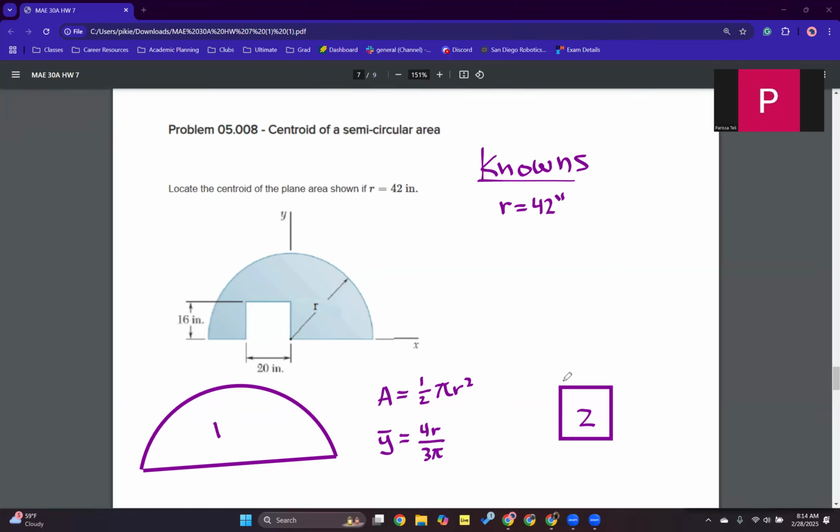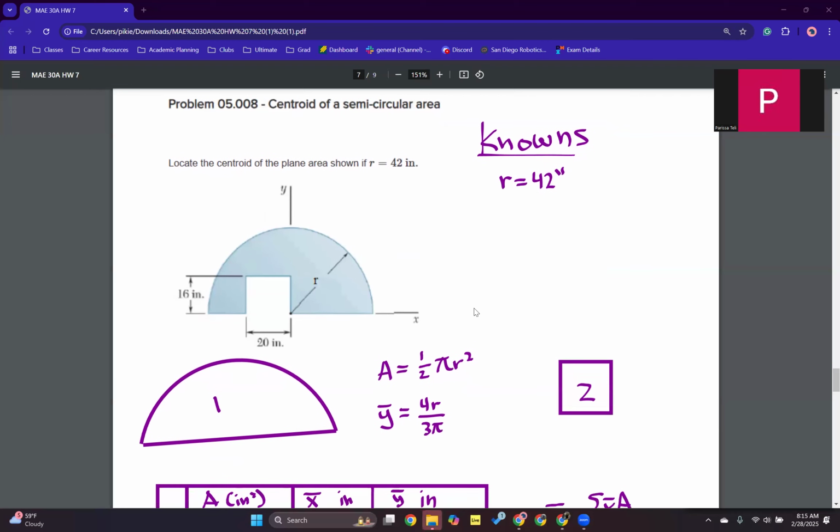For your little square here, your shape 2, that area is just the area of a rectangle, so length times width. And this shape will have the x and y centroids just in the middle of the part because, once again, if we were to put an axis in the middle of this, it would be symmetric about all of them.